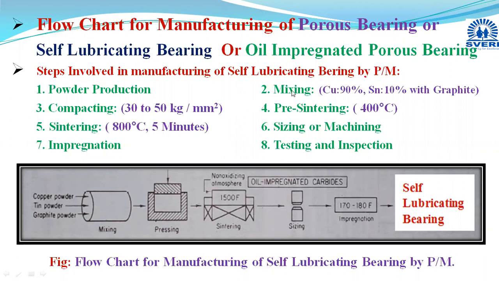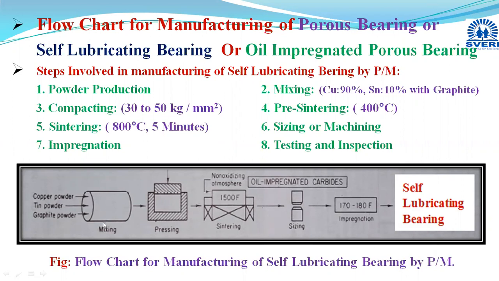the various parameters: the composition of the powders, then compacting pressure, pre-sintering temperature, then sintering temperature and sintering time, and different operations performed, sizing or machining or impregnation, then testing and inspection. In this way, you can draw the flow chart for manufacturing of self-lubricating bearing like this.